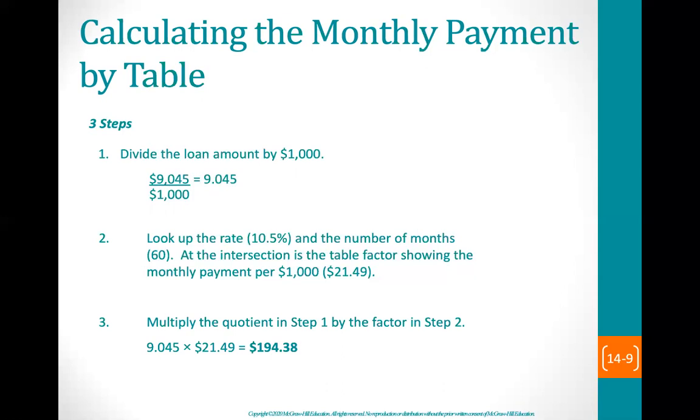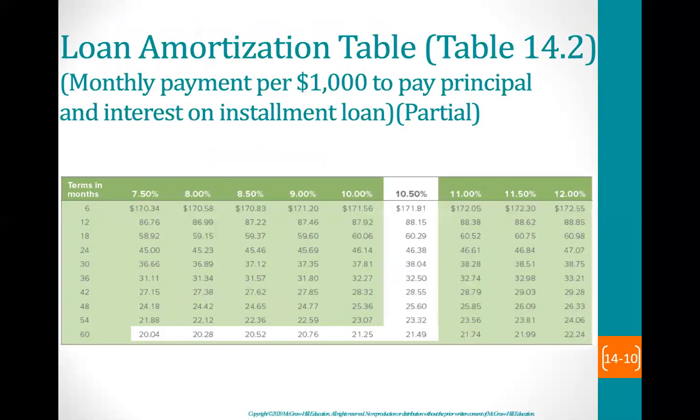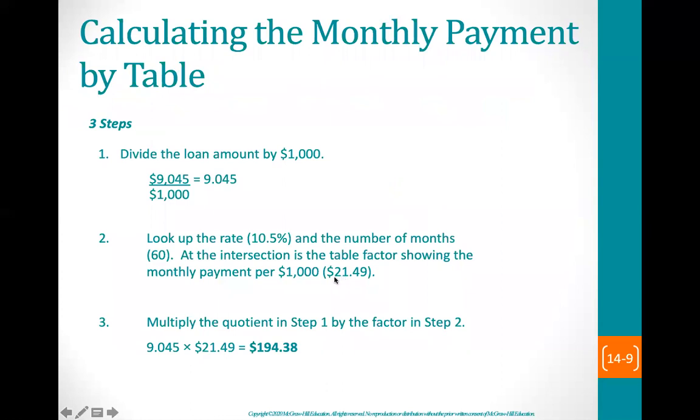14.2 is our loan amortization table, monthly payments per 1,000. So this is the table. Remember, we said there was 60 months, and our interest rate is stated as 10.5. So our cross there is 21.49. 21.49 times 9.045 gives us the $194.38.